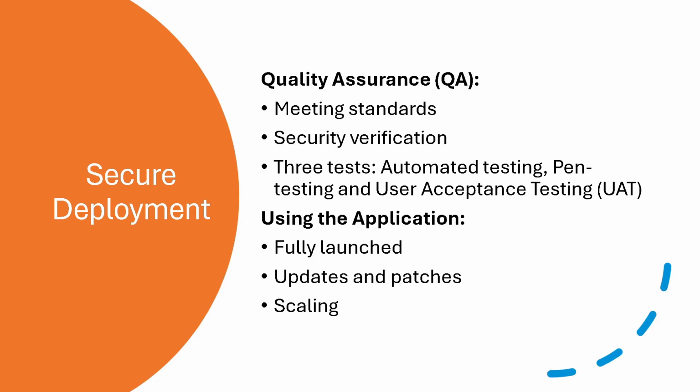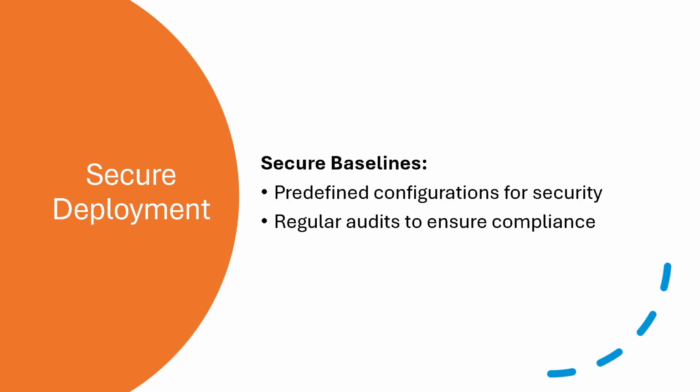After the application has been fully launched, we need to make sure that we regularly update and patch the application as necessary. We also need to make sure that we scale our hardware devices in order to accommodate the users as necessary. Secure baselines. Secure baselines are predefined security configurations and standards that all systems and applications must adhere to. They provide a foundation for ensuring consistent security practices across the organization.